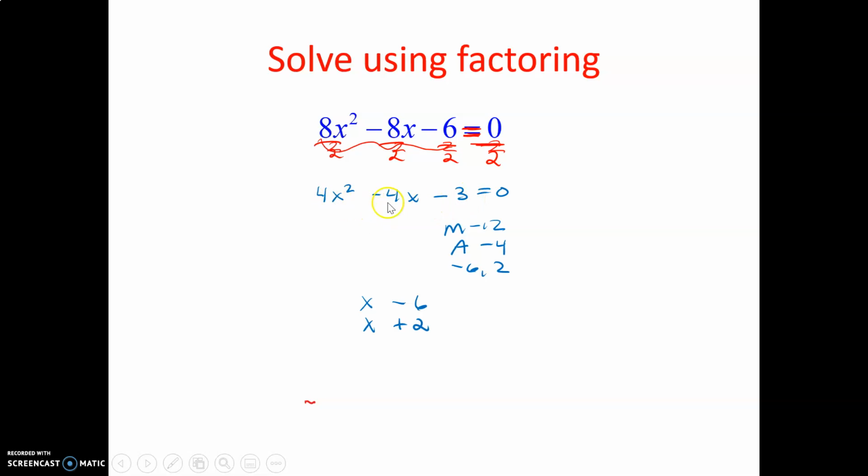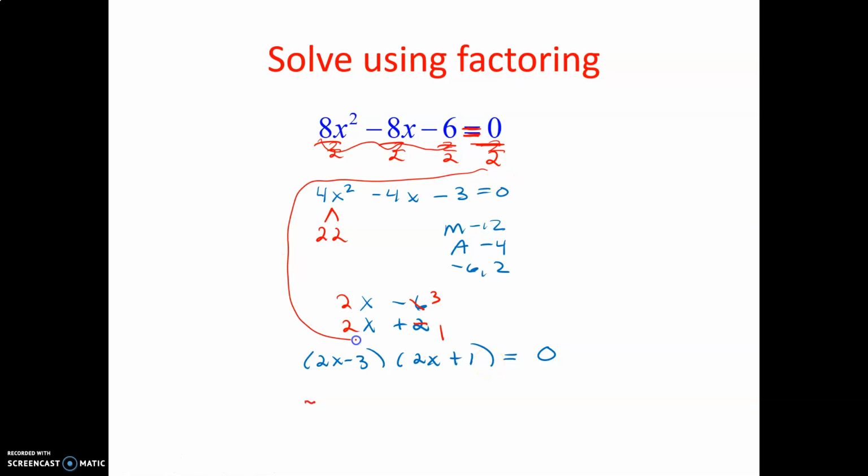Okay, now I factor this. Two numbers that multiply to be negative 12 that add to be negative 4 are negative 6 and 2. I place those on top of each other because there's a 4 in the front. 4 does not go into either of them without a decimal. So I take 4 and split it into 2 and 2, place those in the front. 2 goes into 6 3 times, 2 goes into 2 once. So I have 2x minus 3, 2x plus 1 is now equal to 0.